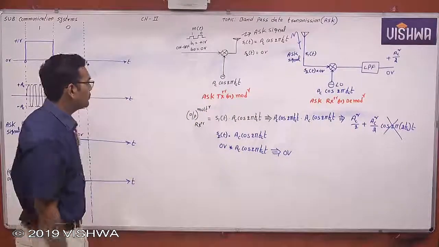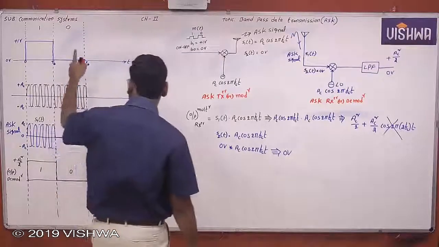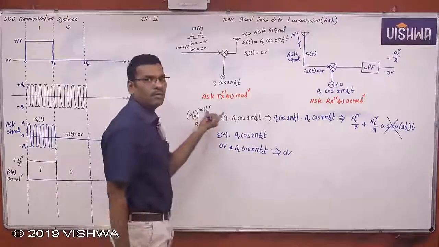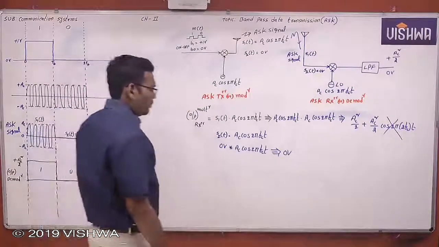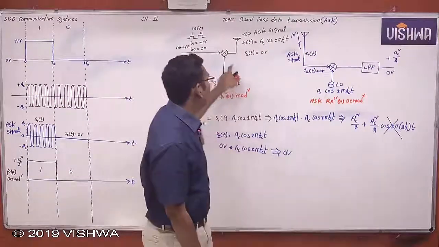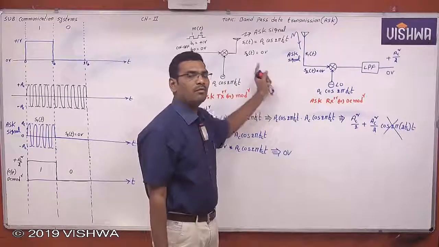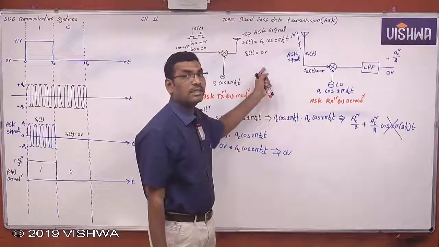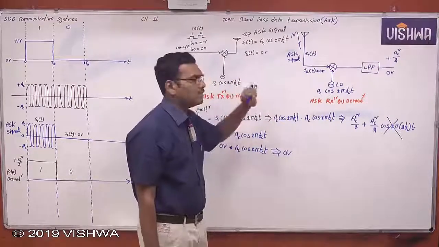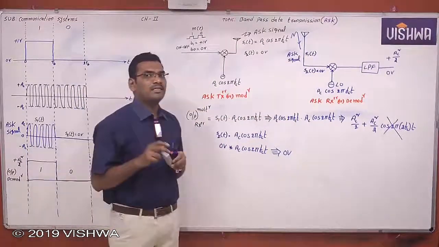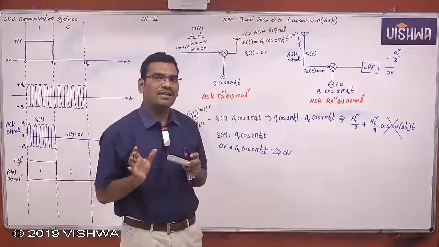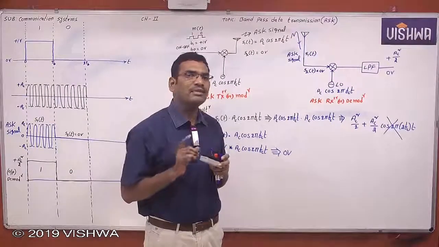Okay. So this is ASK in time domain, ASK modulator, ASK demodulator. Okay. So what should we do? Between this transmitter and receiver, one more block is also there. What is that? Channel. Transmitter, channel, receiver. Now my question is, what should be the channel bandwidth? How much channel bandwidth is required to transmit this ASK signal?